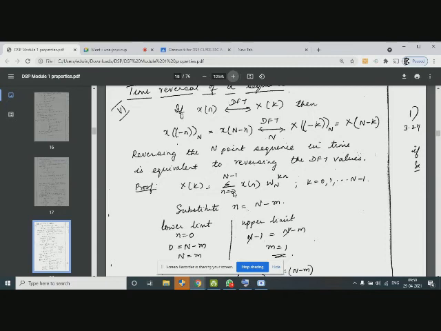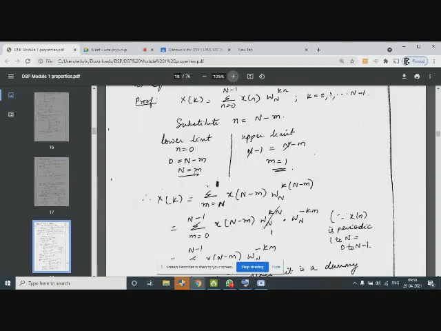When small n equal to 0, what happens to this? Capital N is equal to m. This is the lower limit. Upper limit you will get when n minus 1. Once small n is capital N minus 1, it is equal to n minus m. You substitute, you will get m equal to 1. So the limit becomes small m is equal to capital N to 1, x of n minus m, W_N^(kn) par k into n minus m.